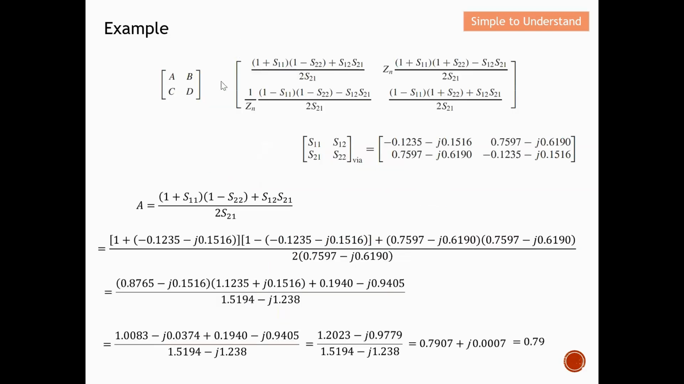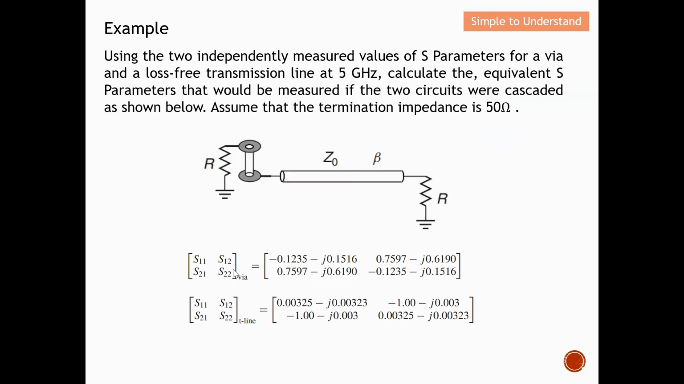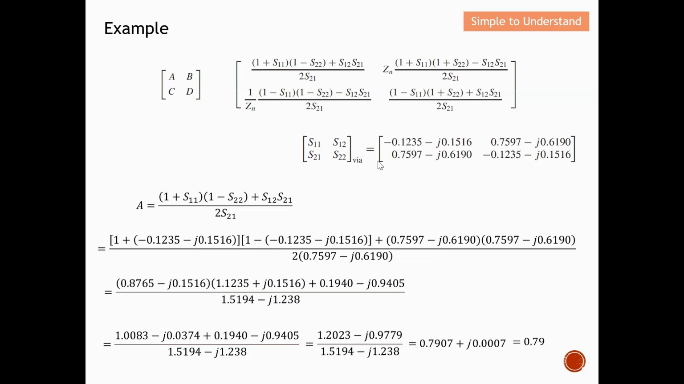This is the equation that I showed you earlier on. From here you can see that I convert the S parameters into ABCD parameters. These are given to me, these are the via parameters given to me, what I have over here from the data sheet, for example. I copied them down here to make the discussion easier.